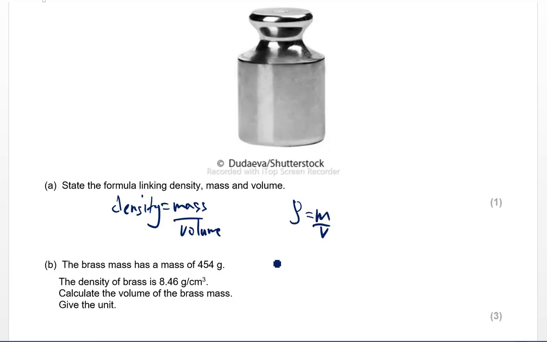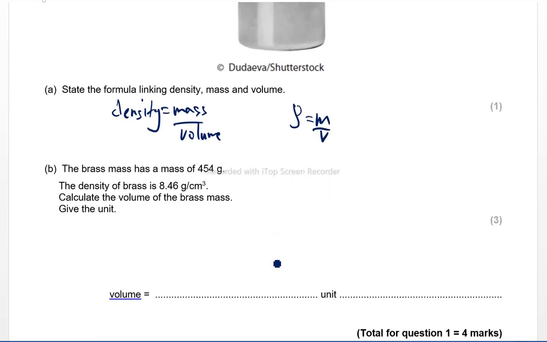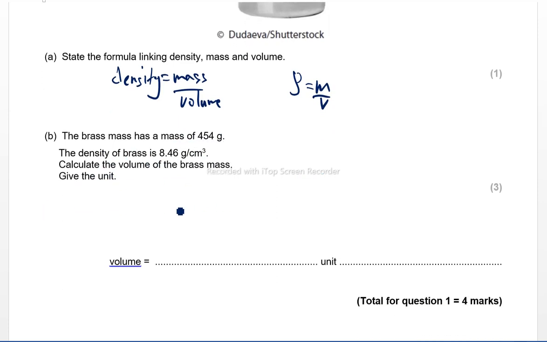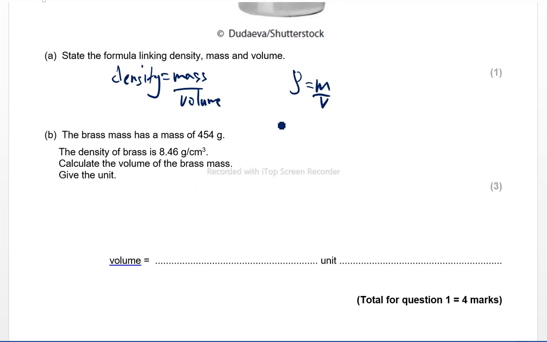Okay children, right. Next question is part B. The brass mass has a mass of 454 grams. Density of brass is 8.46 grams per centimeter cube. Calculate the volume of the brass mass. Give the unit. So that's a simple question. Just substitute into the equation. So when you substitute the equation, density is 8.46 grams per centimeter cube. The mass is 454 grams.